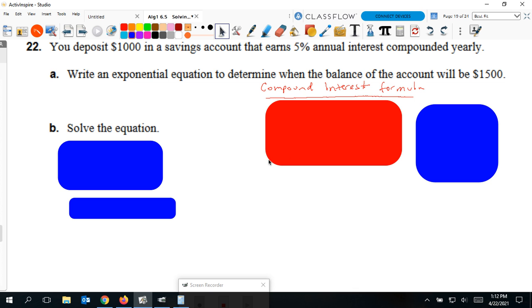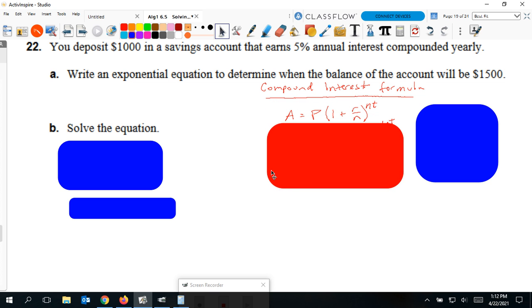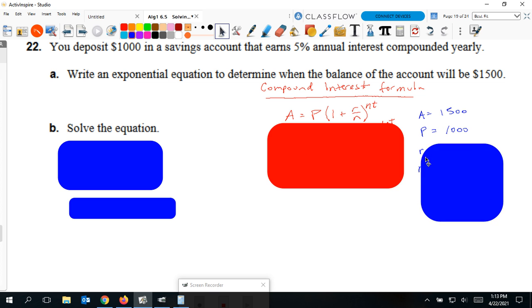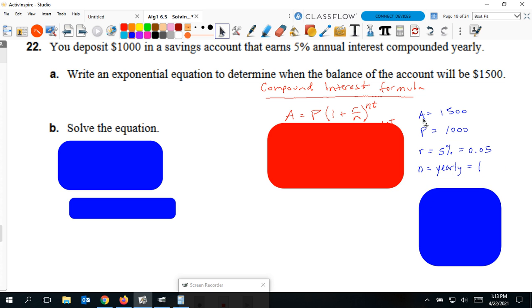And so what we would see here, there's our formula. A would be the balance. Then you have your principal. Principal is the starting amount. 1 plus the rate over the number of compoundings. And then the exponent is the number of compoundings times the time. And so we can see that right there's the information.